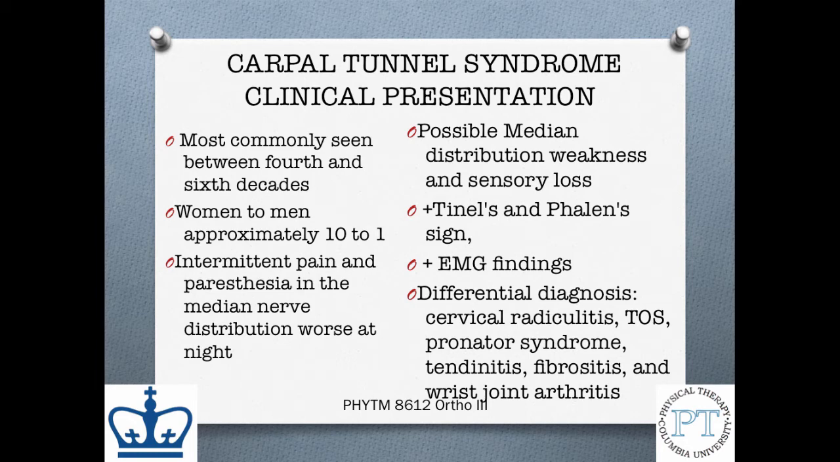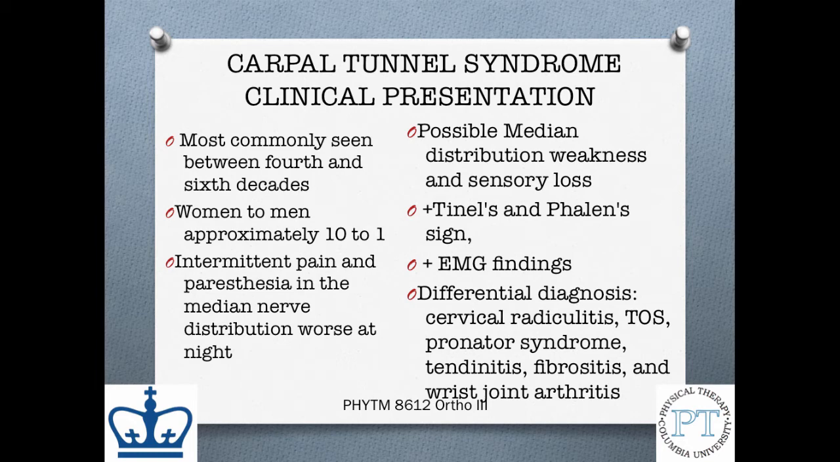The patient will note intermittent pain and paresthesias into the median nerve distribution. They typically note increased symptoms at night, and I think it's quite often because patients sleep with their wrist in a flexed position. We could see possible median distribution weakness and sensory loss. Patients can have a positive Tinel sign at the wrist, as well as the Phalen sign, which is hyperflexion of the wrist compressing the carpal tunnel.